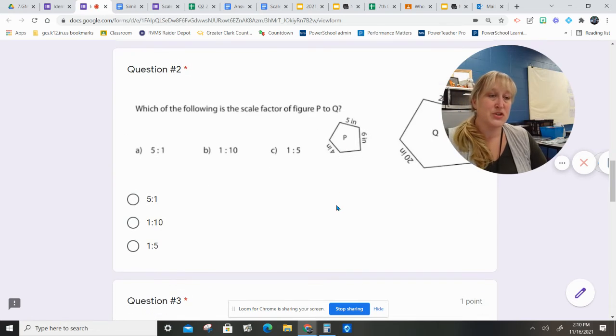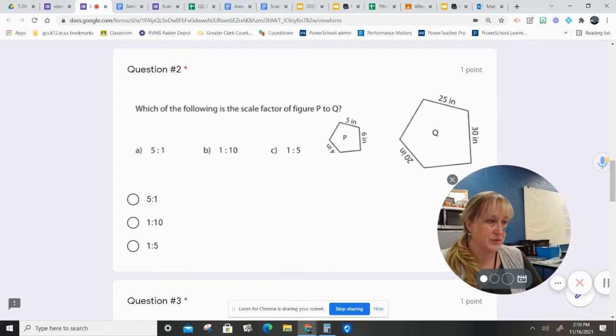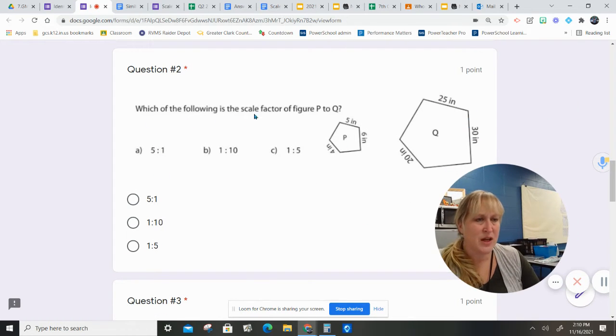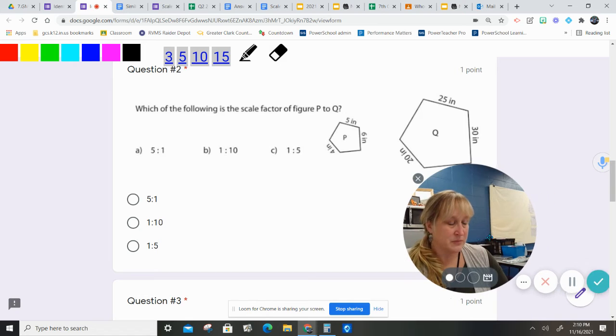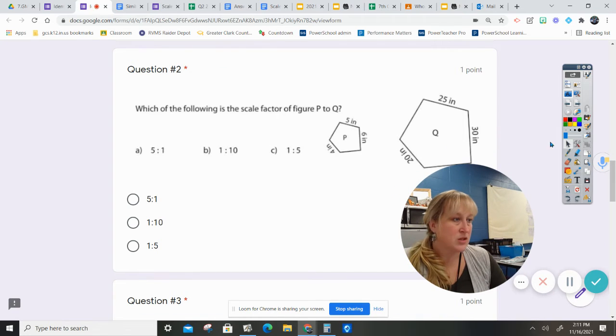Okay, question number 2. It's a little different for me. Which of the following is the scale factor of P to Q? You're still looking at the two shapes, but I have to pay attention to the two letters. So P to Q. This is my small, this is my large. Those are my little hints to myself to remember. So that means it's probably going to be B or C, but I need to do the division.